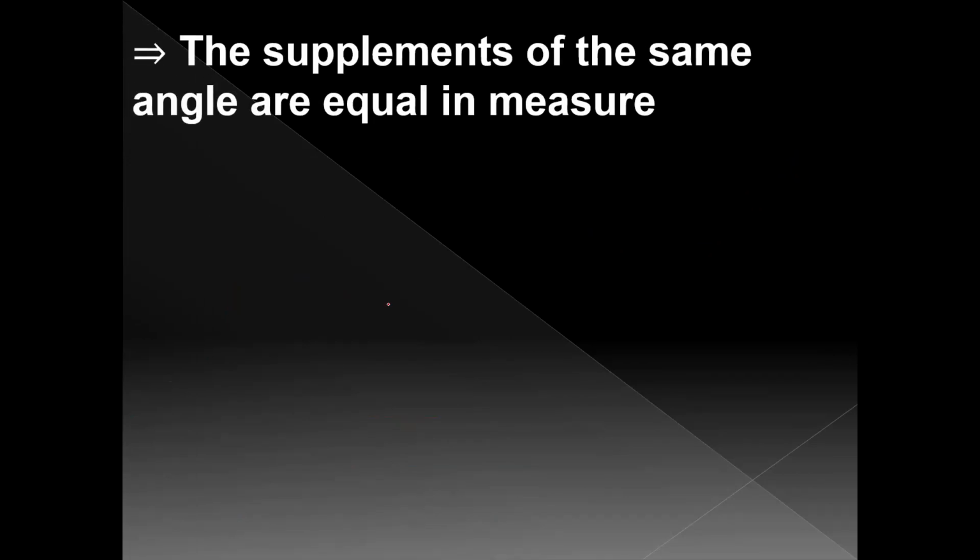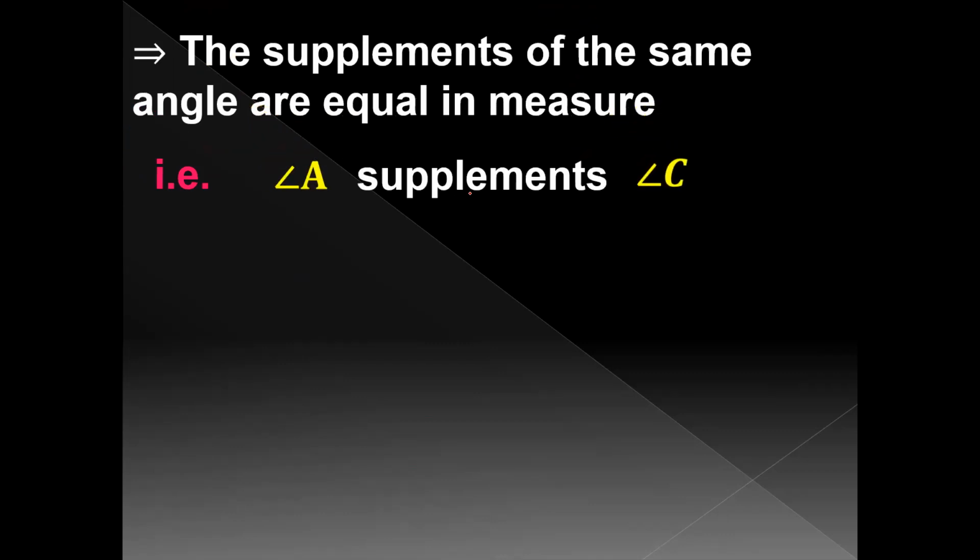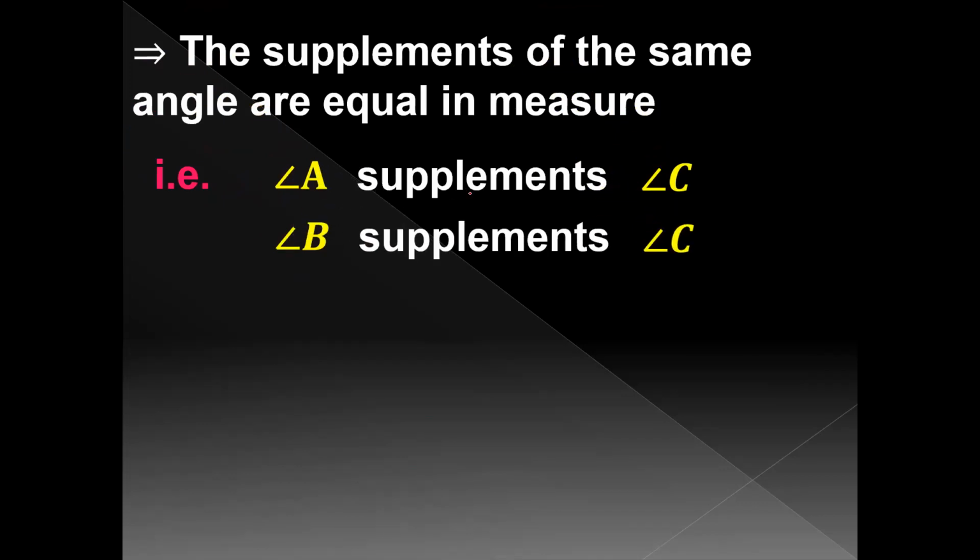The supplements of the same angle are equal in measure, as we saw in the complementary angles. Angle A is supplementary to angle C, and angle B is supplementary to angle C also. So we can find that angle A equals angle B in measure.